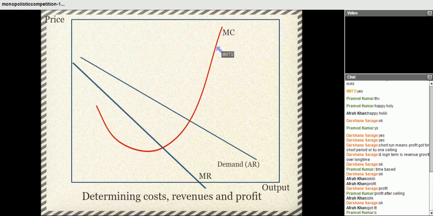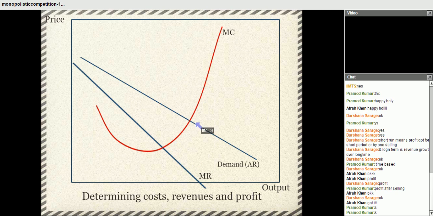Like right now you are just seeing the shape of the graph. In my previous classes I have explained in detail how these graphs are made. Like with the help of the table, with the help of a schedule, we have discussed how the graphs are derived and how they are plotted on the graph paper. Afra and Pramod. Since this is just a continuation to that, I am not explaining it in detail. Alright, so this is the marginal cost.